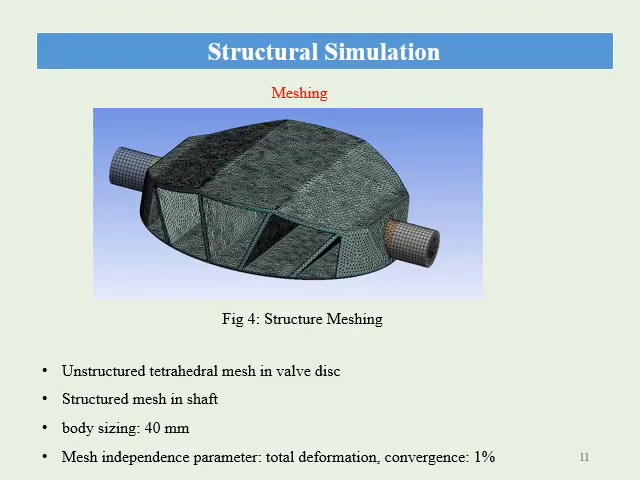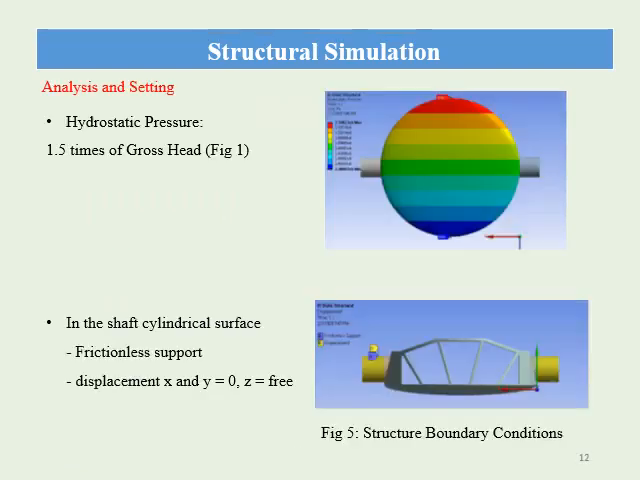After designing, the meshing was performed. Unstructured tetrahedral meshing was used for the discs, and structural mesh was used in the shaft. The body sizing was 40 millimeters, the mesh independence parameter was the total deformation, and the convergence was 1%, which is a good value.